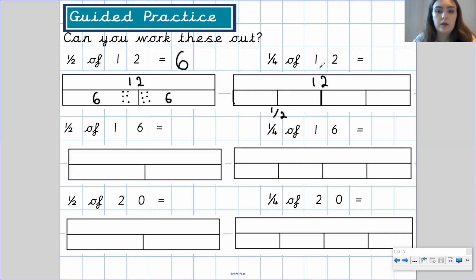So we need to share 12 equally between 4 groups this time. Let's do that together. 1, 2, 3, 4, 5, 6, 7, 8, 9, 10, 11, 12. So we can see that each part is worth 3. Okay, so having a look at what a half of 12 is, and then looking at what a quarter of 12 is, which is 3, what do you notice? Pause the video to have a think.